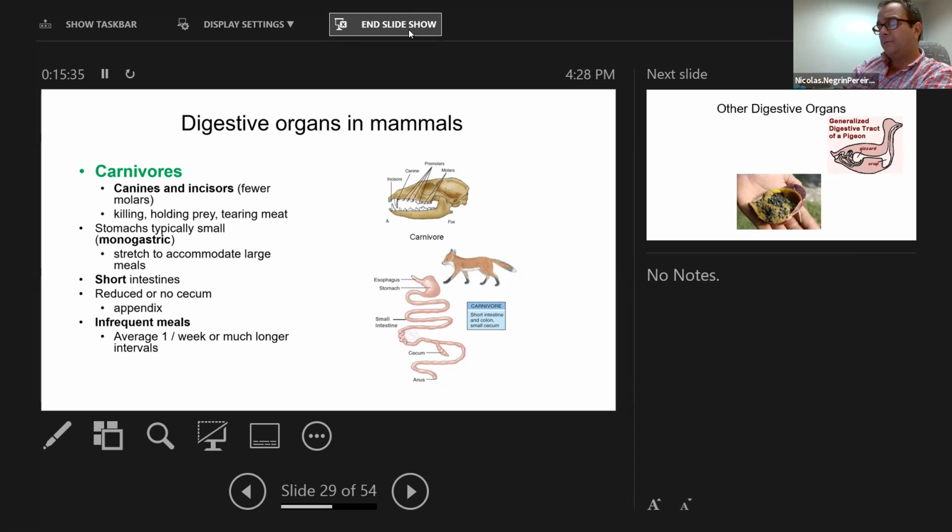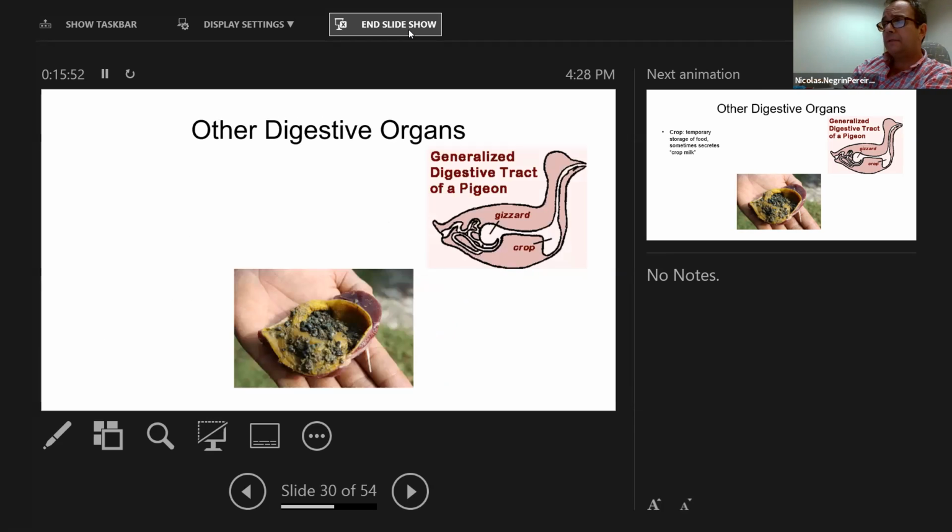They normally take meals infrequently, on average 1 meal per week, or at even longer intervals. Just to give an idea, several research studies show that the best feeding interval for dogs, for example the domestic dog, is once a day for adults. Of course, puppies need to be fed more frequently. Other animals, like birds, present other kinds of specialized digestive organs, as is the case of the crop, where they are able to store food temporarily. And some birds secrete what we call crop milk, a special secretion that they sometimes use to feed their chicks.